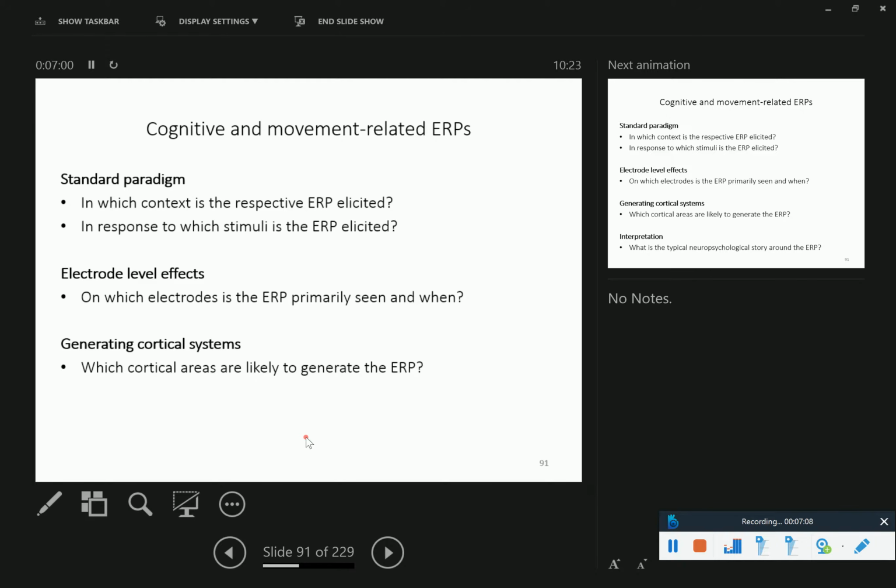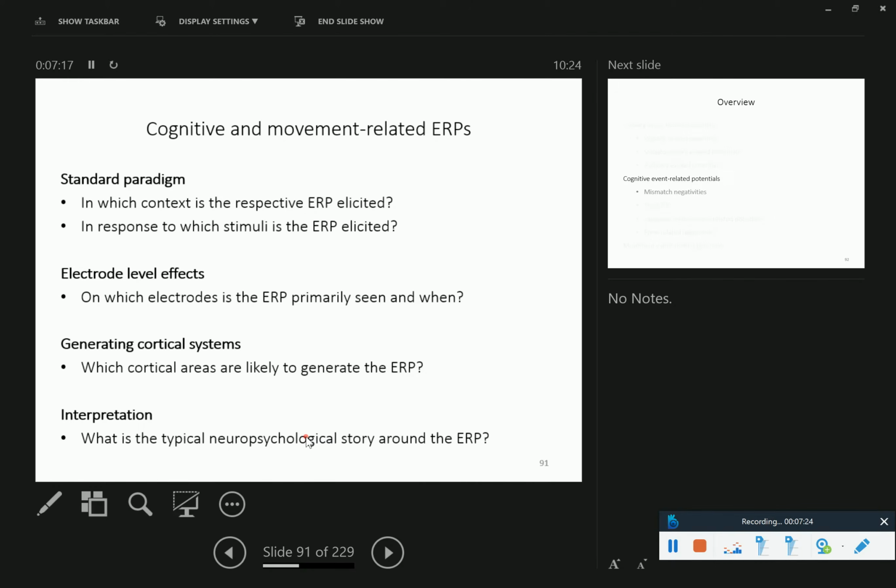Then the bigger question, of course, is not which electrodes show these effects, but where do these effects actually come from? And this is partly known, partly not known, and an active part of research. And then there is this typical neuropsychological story around these ERPs. I try to dissociate this standard paradigm from this neuropsychological story, because one thing is what actually happens, and the other thing is what psychologists then tell you what this all means.